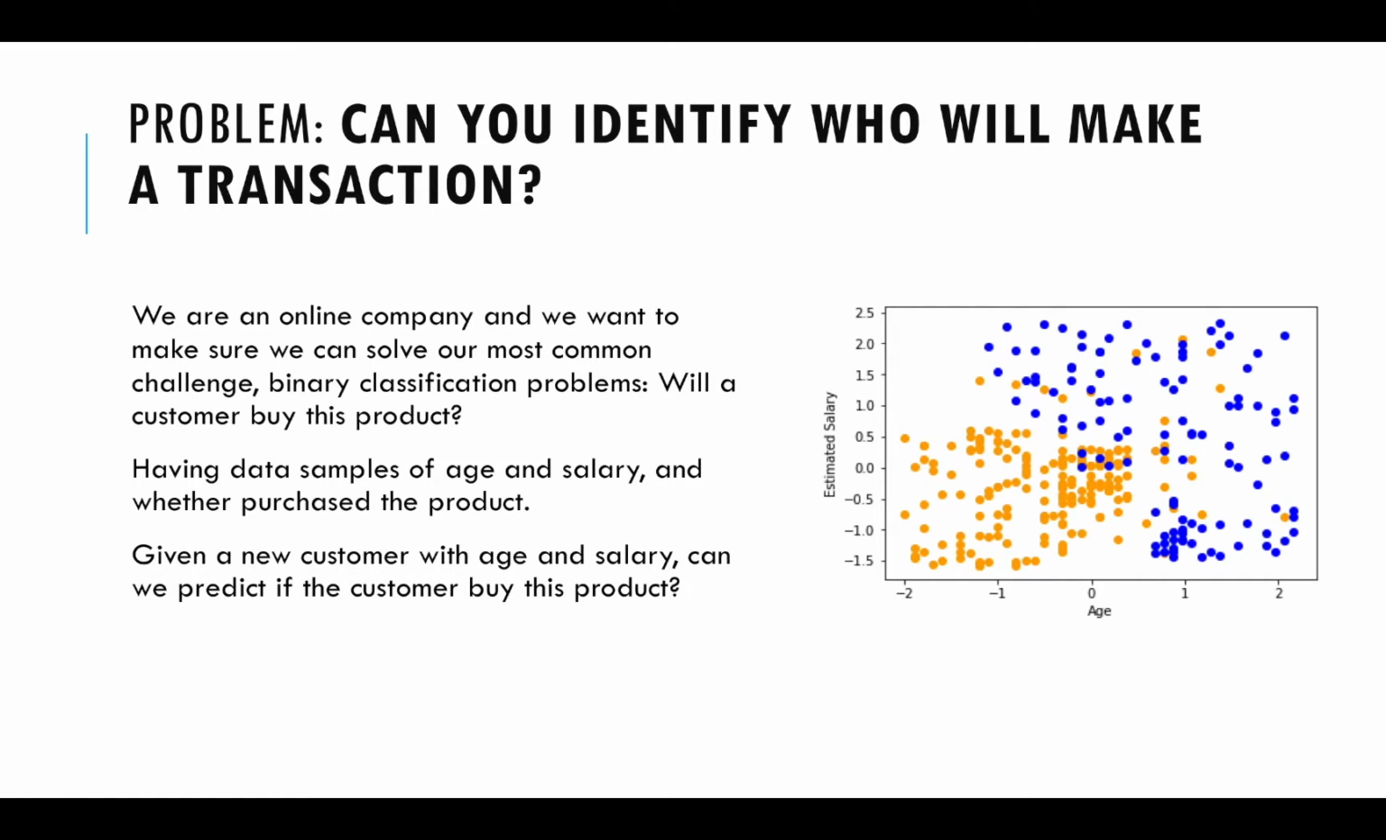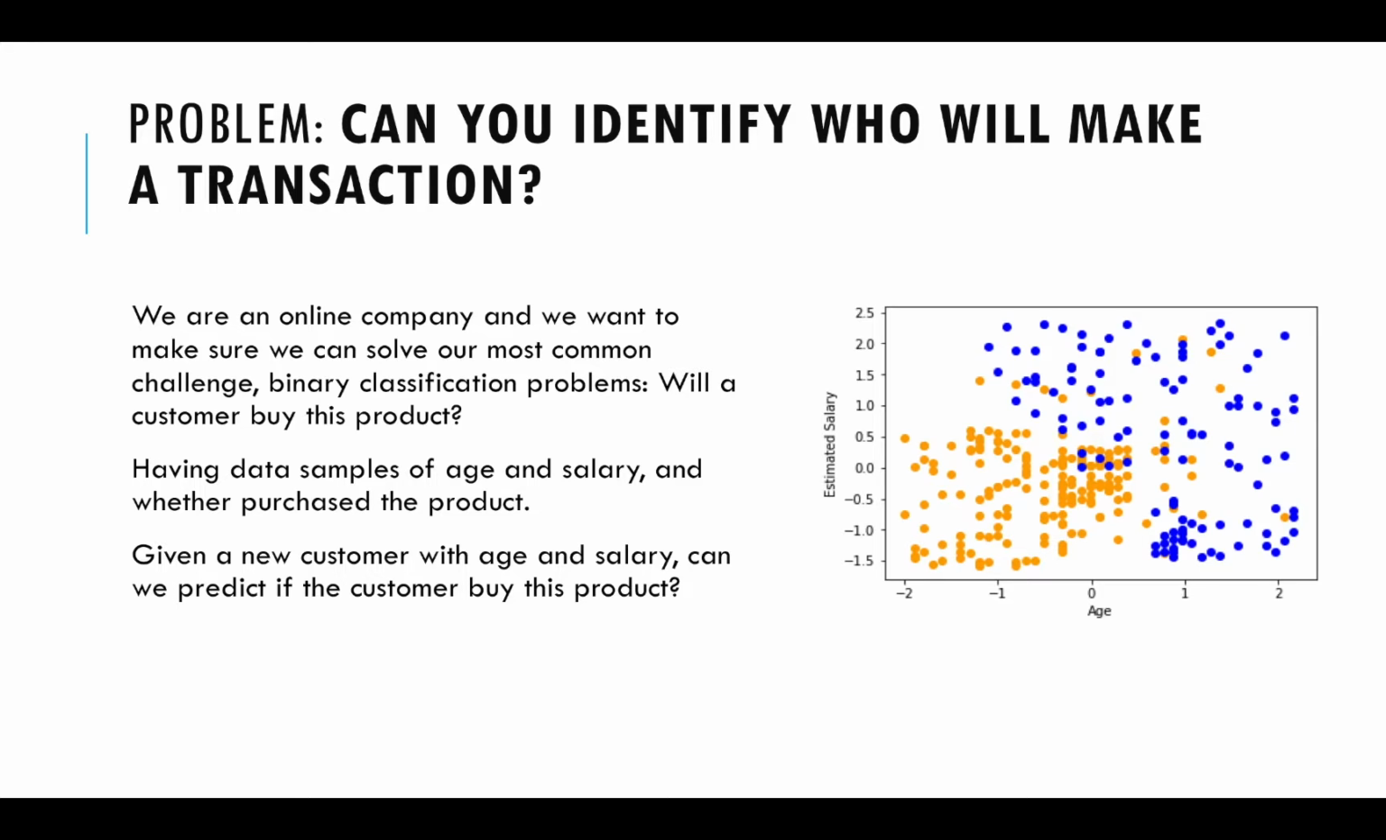Now let's see an example. In this example, we are an online company and we want to solve our most common challenge, a binary classification problem. Will a customer buy this product? We have data samples of age, salary, and whether the customer purchased the product. Given a new customer with age and salary, can we predict if the customer buys this product?